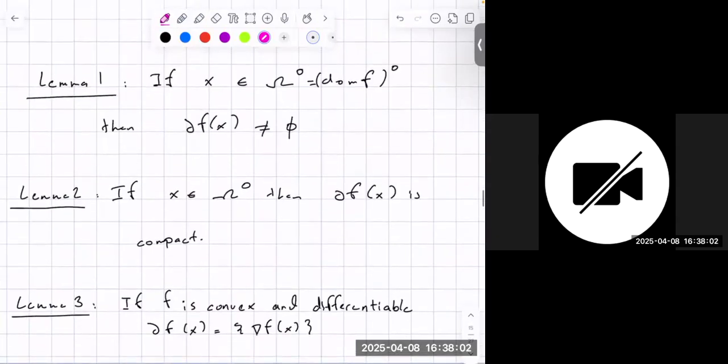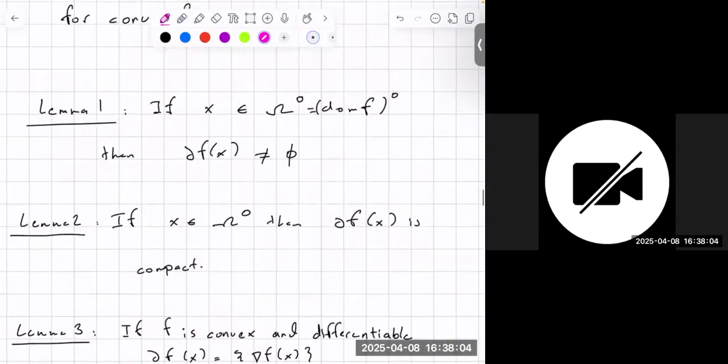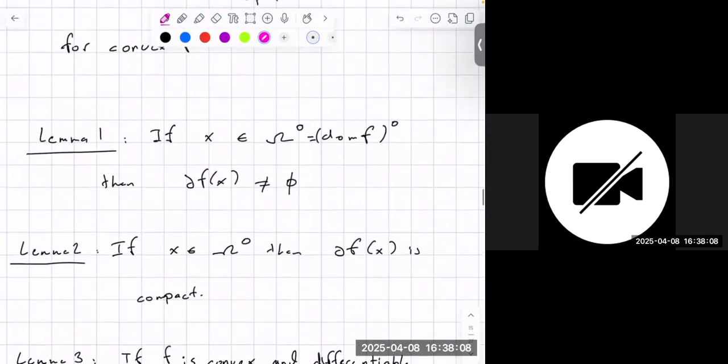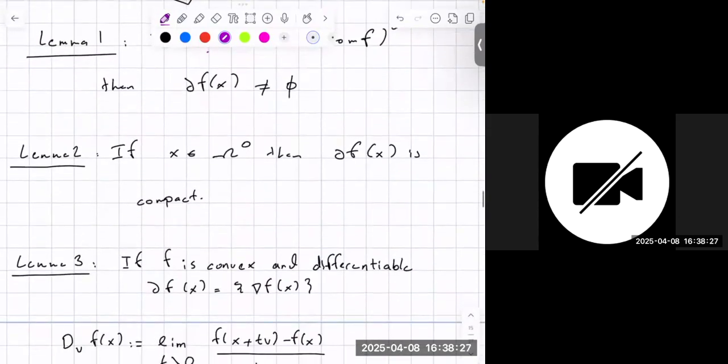So if you pick a point inside your domain, what does that mean? Let's say your function is defined on an interval. Inside is everything except the dots at the end, okay? Or if your function is defined on a 2D shape, the stuff inside is the interior. So it says if you pick a point in the interior, there are always subgradients. And moreover, in the interior, you always get a compact collection of subgradients.